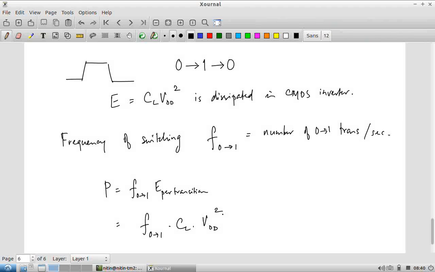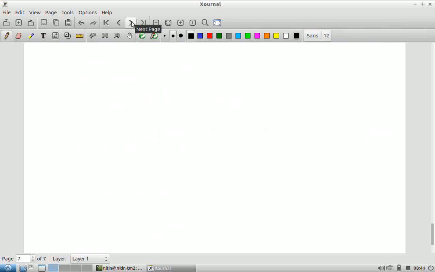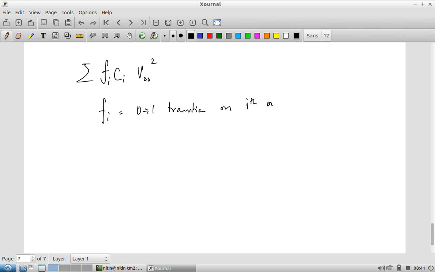Which means that for an entire circuit, if you look at it, the same thing will become a sum over all outputs, where Fi equals the 0 to 1 transition frequency on the ith output. Here Ci is the load capacitance at the ith output.